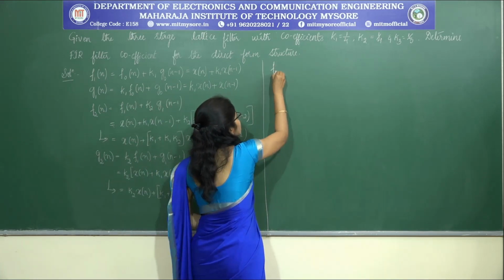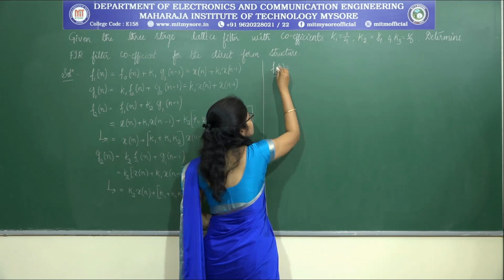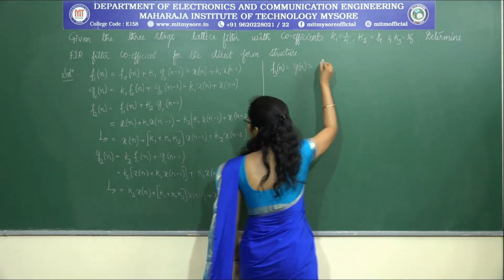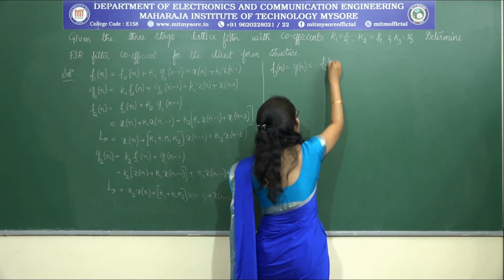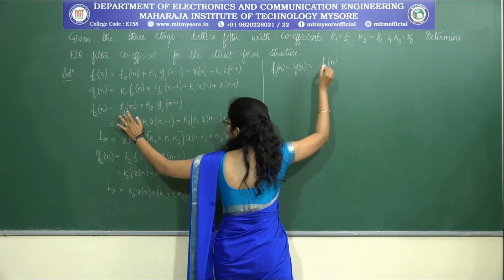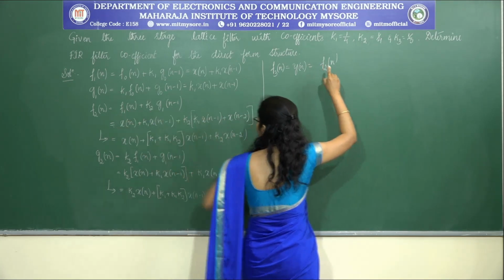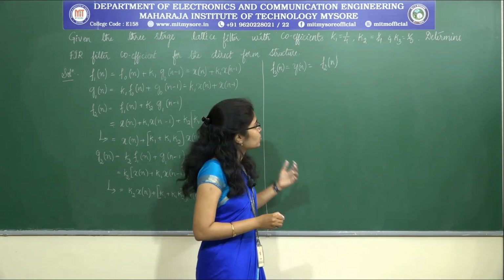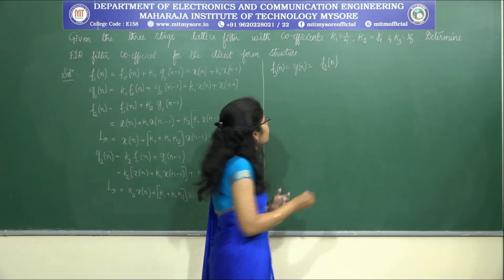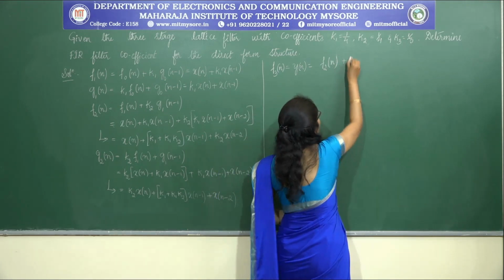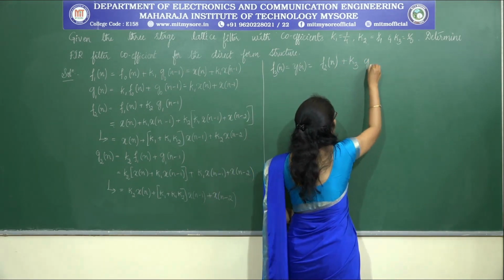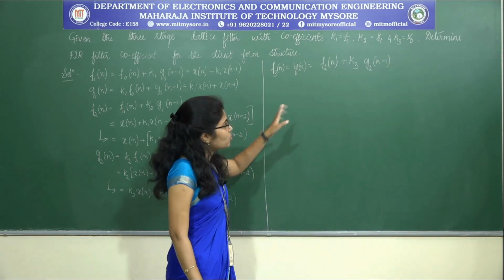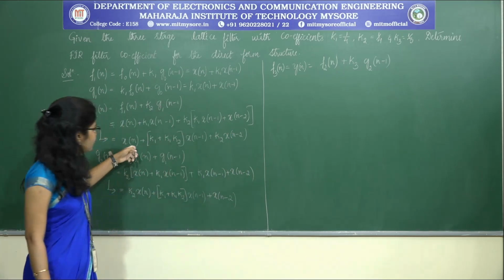The output of the third stage, f3 of n, which is equal to y of n, will be equal to f2 of n. So I am writing the same equation. Wherever I have 1 I am replacing it with 2, wherever I have 2 I am replacing it with 3. That is a simple way in which you can write the equation instead of learning it by heart. Plus k3 into g2 of n minus 1. Now I know what is f2 of n, so we have simplified it here.